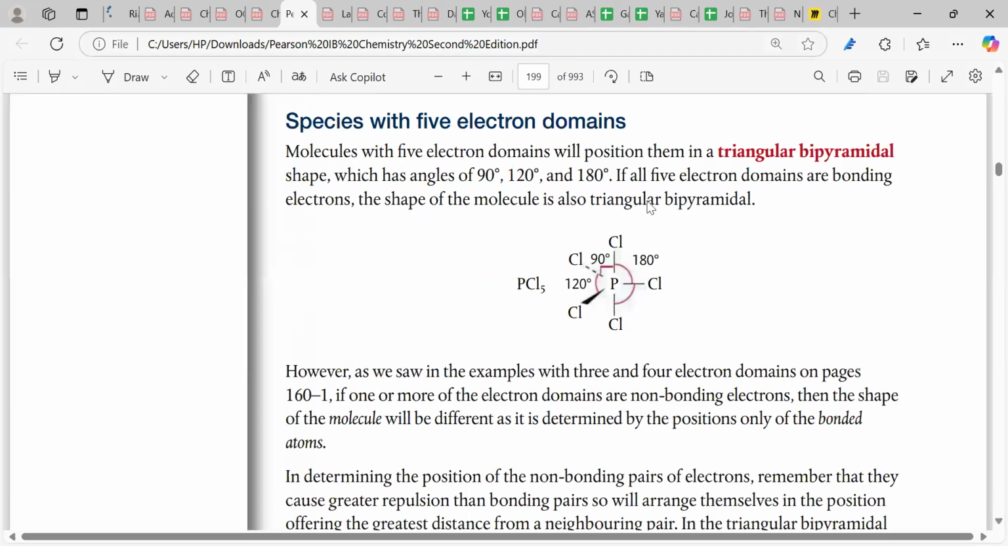So what are the geometries we are having? If we have 5 electron domains, we'll be having a triangular bipyramidal structure. This is a very important point we have to note. Remember this and always note down this important point.